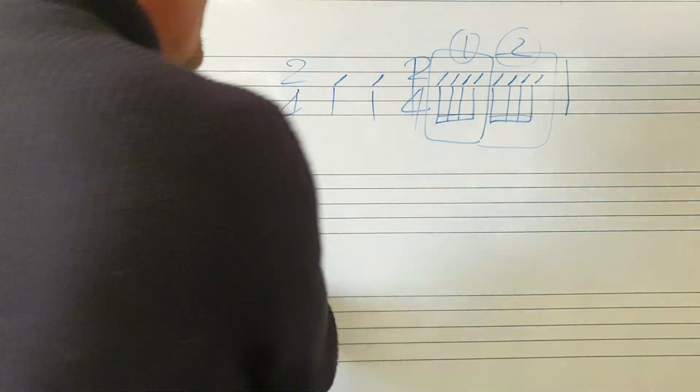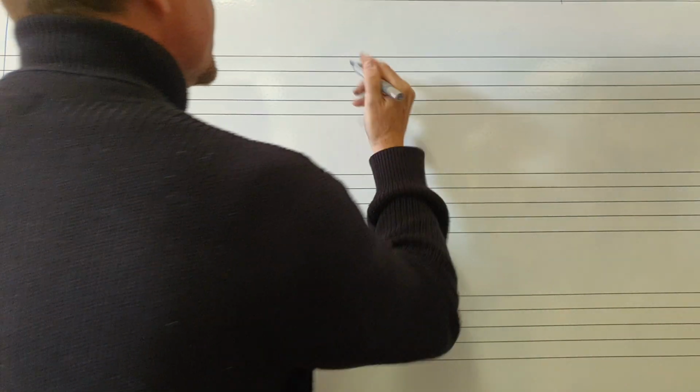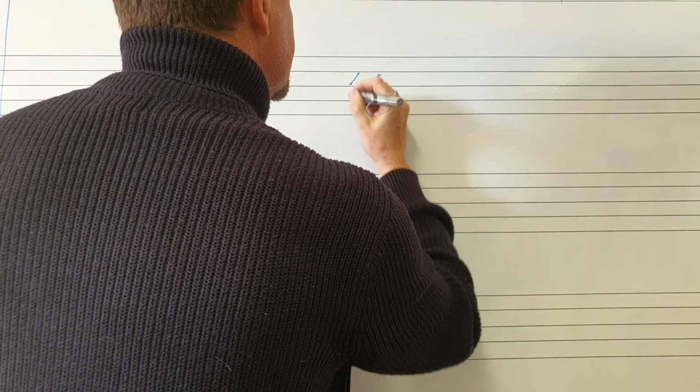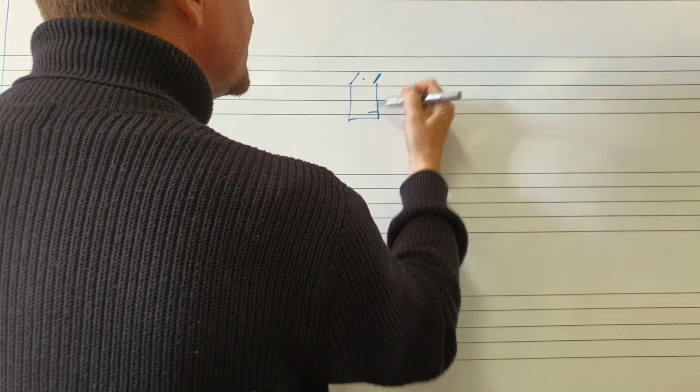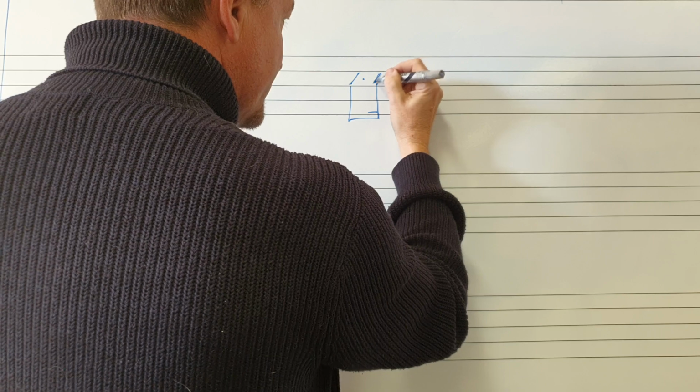Okay, there are other permutations of the crotchet. Here is one you're likely to see, and you see this quite often. It's the dotted quaver with the semiquaver.